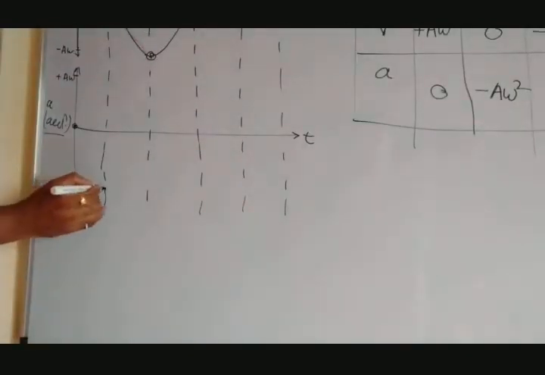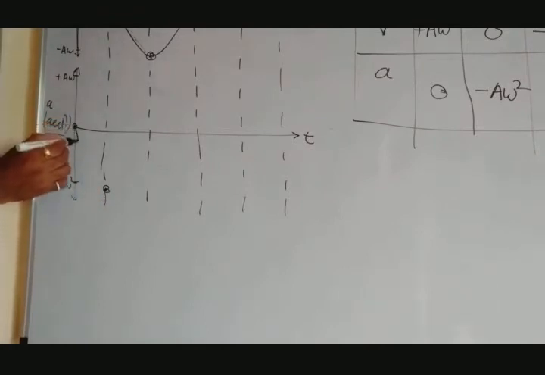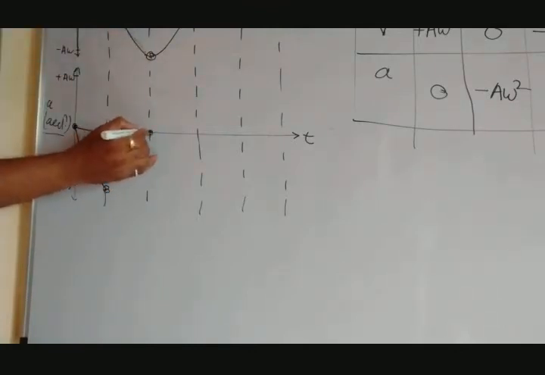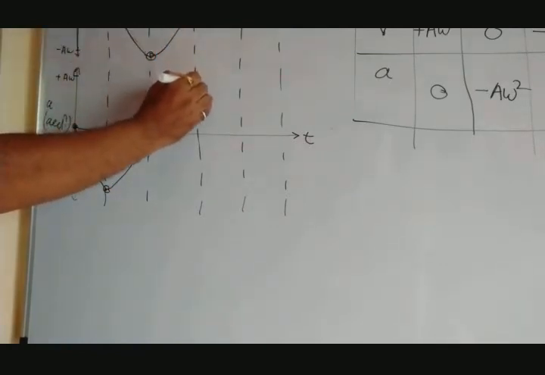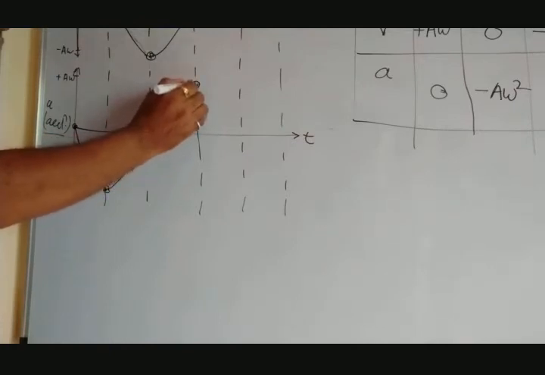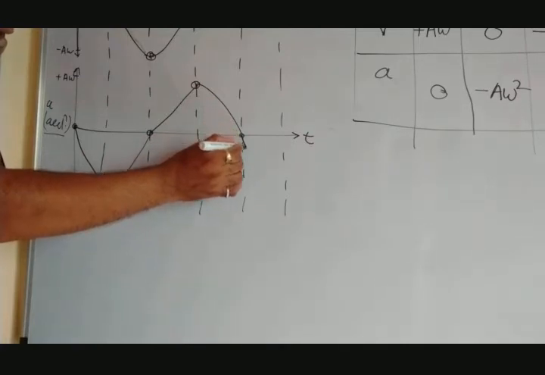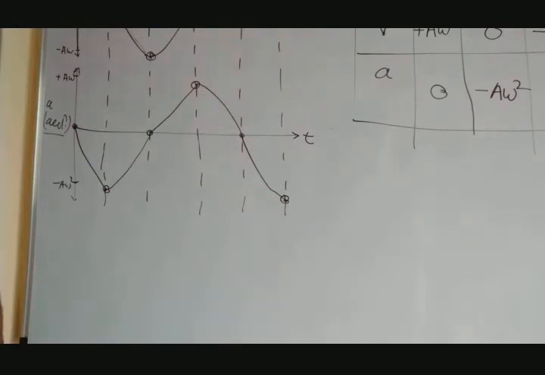So minus a omega square. Here is the point. Do you get it? Yes. Now this point goes in the downward direction. Now for t equal to T by 2, it becomes 0. Again for t equal to 3T by 4, it is plus a omega square. It goes to this point. Again for T, it goes to 0. This would be the point. Again it goes to the higher point. In this fashion, this graph is repeated for the acceleration.